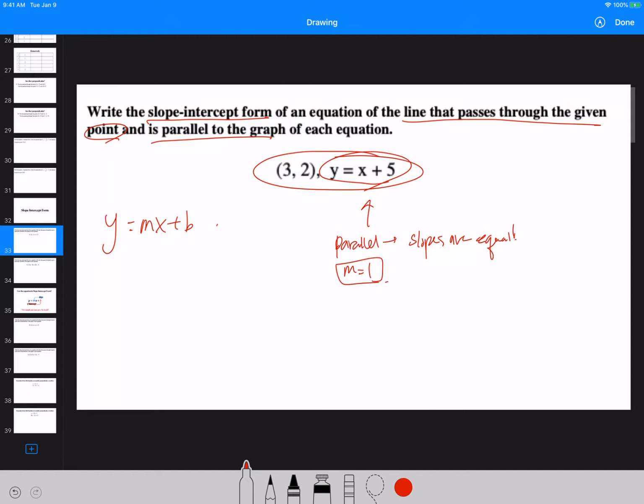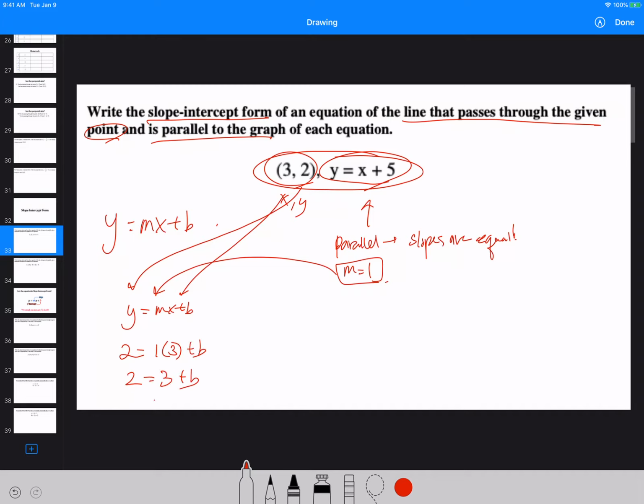So if the slopes are equal to each other, that means the slope m is equal to 1. You need to use that slope along with this point x comma y. Y equals mx plus b, plug in your m, plug in your x, and plug in your y like before. 2 is equal to 1 times 3 plus b. 2 is equal to 3 plus b. Subtract 3 on both sides, and you end up getting that b is equal to negative 1.